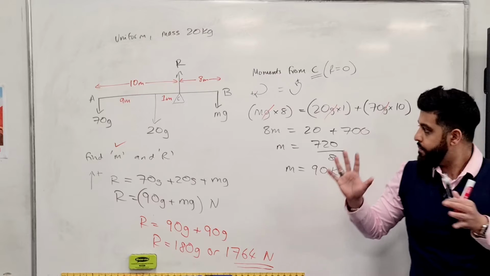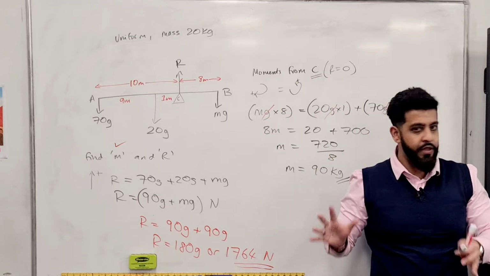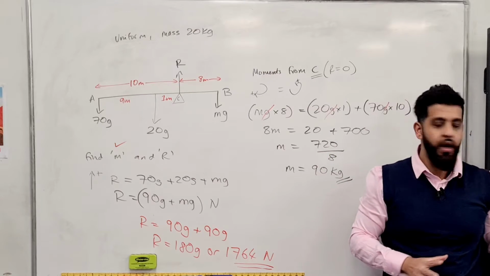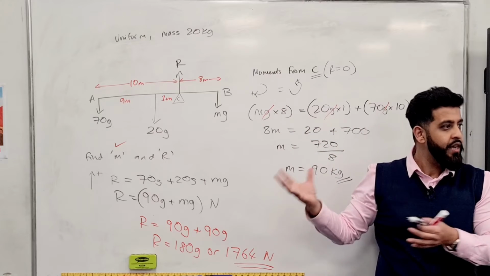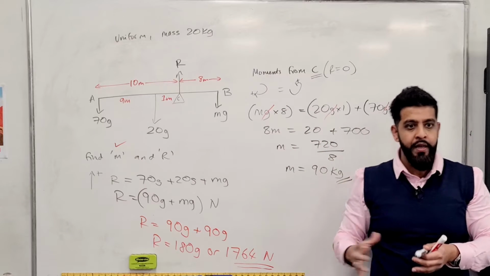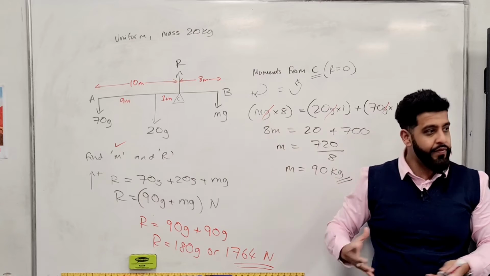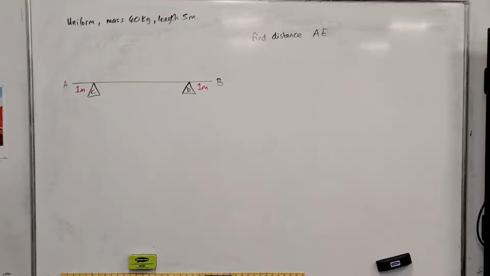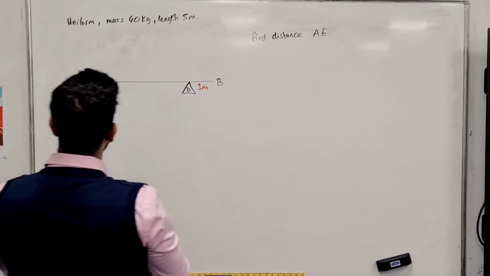Very, very basic question. The next 2 questions that we are going to do are going to be a lot more complicated than this. They're going to use more than one pivot point. They're going to be using more unknown lengths, etc. Okay? All right. So let's have a look at this next question.